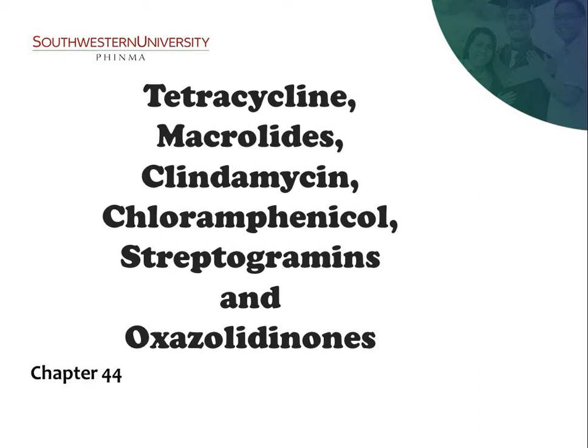Okay class, since we are done with cell wall synthesis inhibitors in the first video, let's proceed now with chapter 44, or the protein synthesis inhibitor agents, specifically your tetracycline, macrolides, clindamycin, chloramphenicol, streptogramins, and also oxazolidinone. So we are expecting here, class, that it is now acting on protein synthesis, not on the cell wall like the first video. So again, this is your chapter 44 of your CatZone.